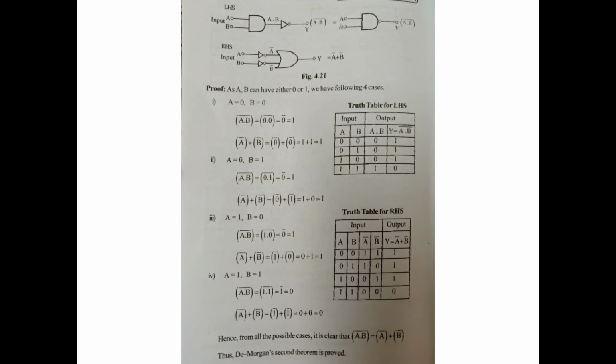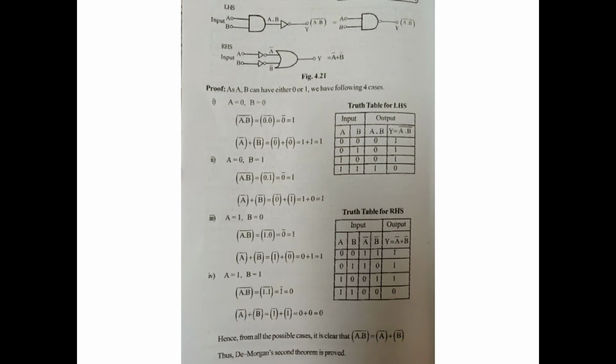So proof: as a and b can have either 0 or 1 values, we have the following 4 cases. See the figure 4.21, the truth table for LHS. When a is equal to 0, b is equal to 0, a dot b is equal to 0, and a dot b complement is equal to 1.